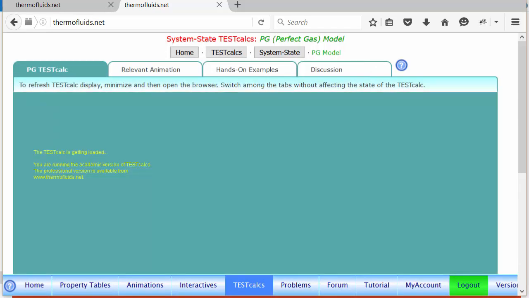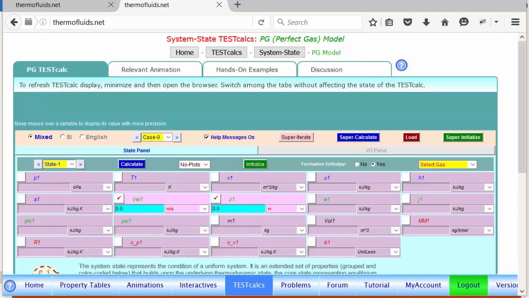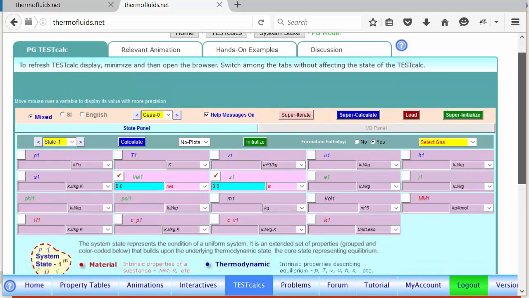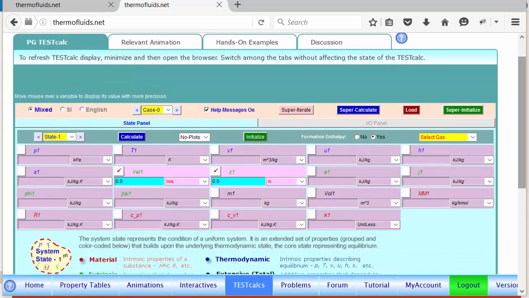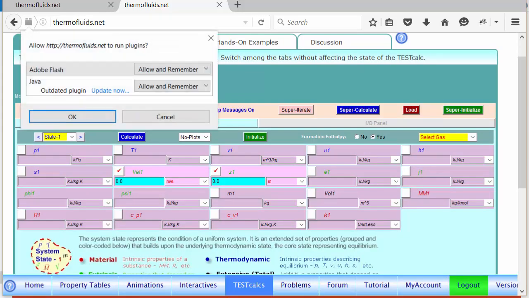And if it doesn't start running like this, that means you don't have Java installed. Sometimes in Firefox, you have to click on this Lego button, and you have to say Java plugin. Even if you have Java installed, you have to say allow and remember.